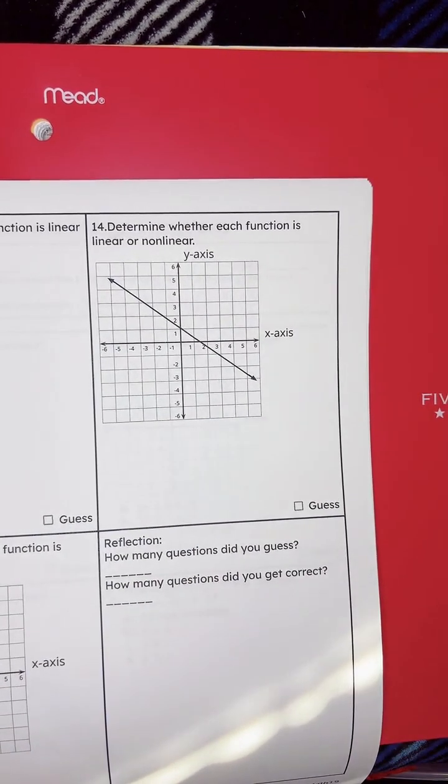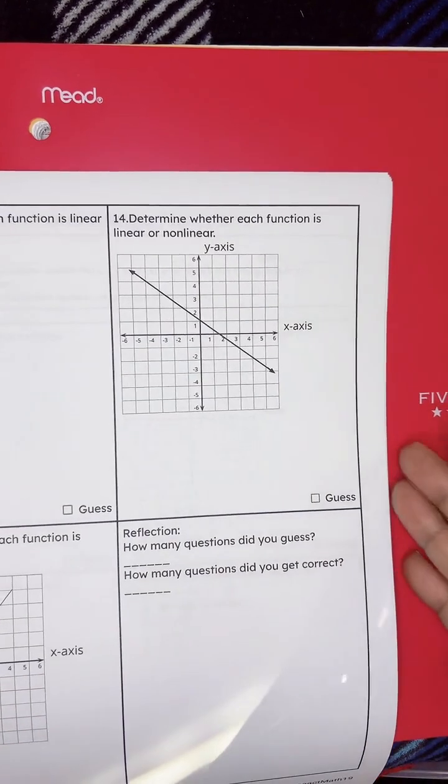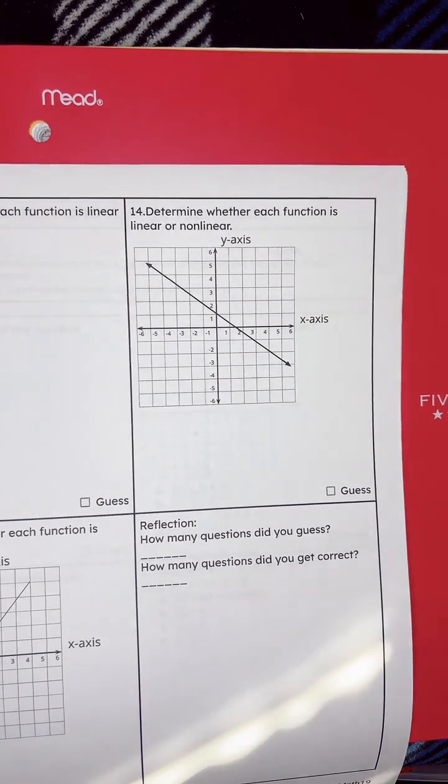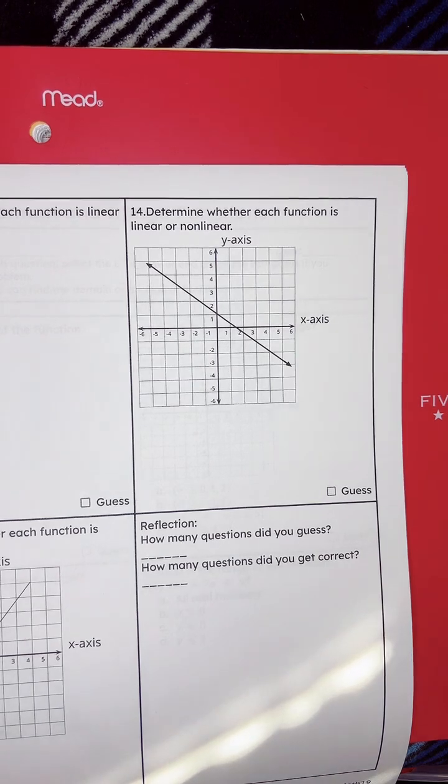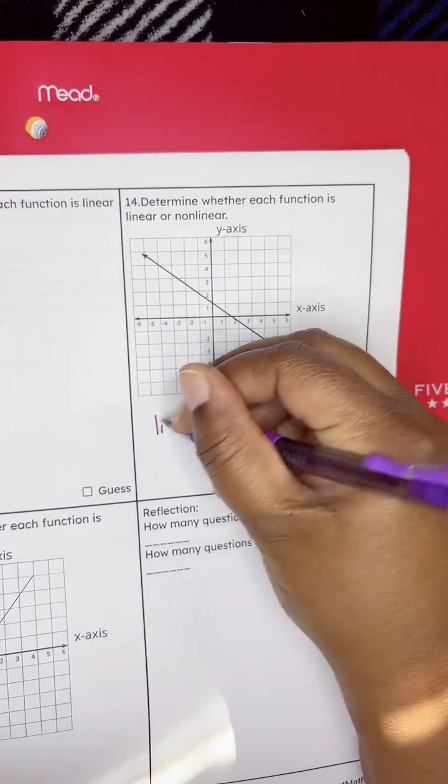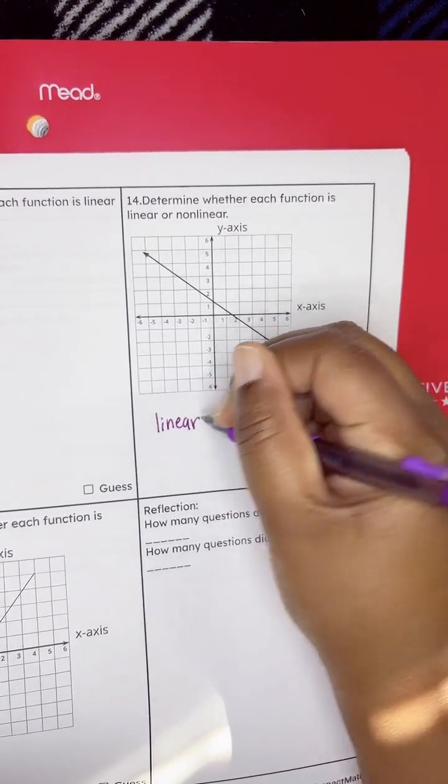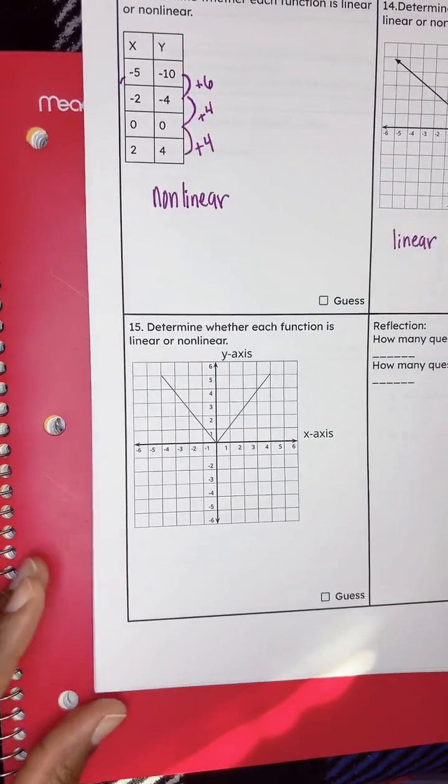Number 14, it is a straight line. Yep, rate of change is constant. Beautiful. Straight line, it's going to be linear. It's a straight line. And then 15.